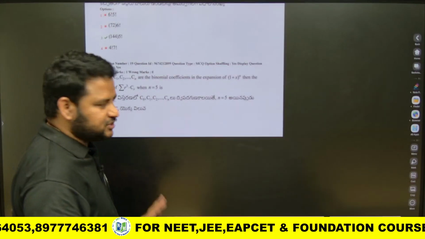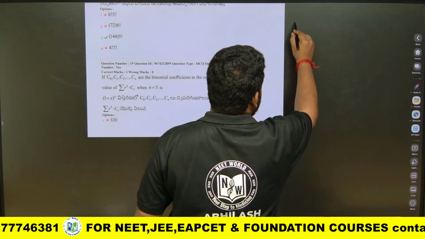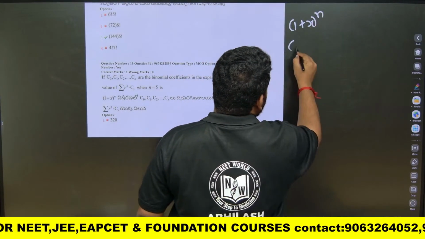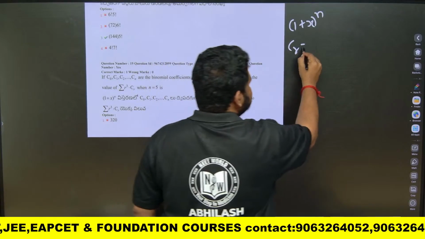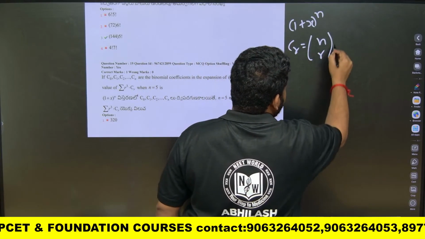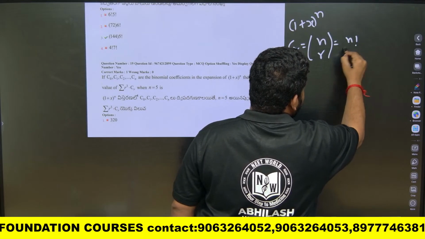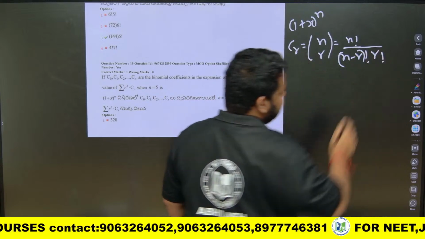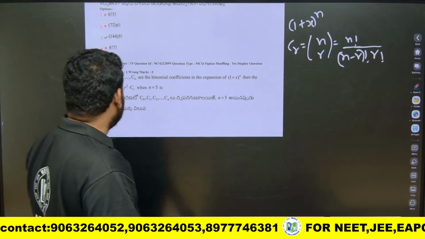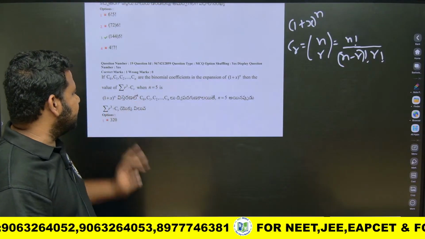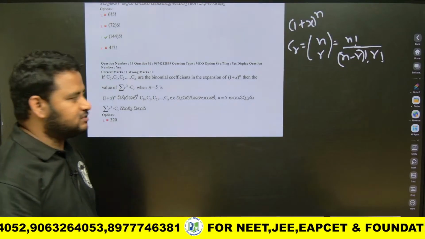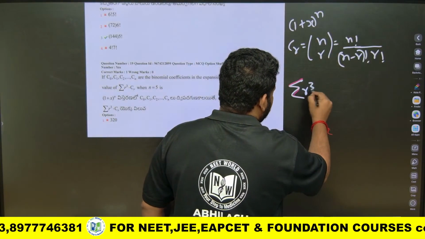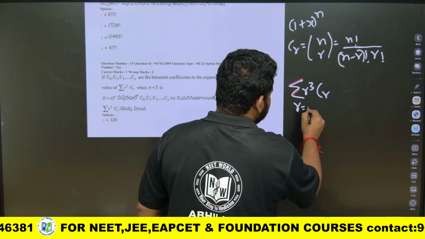First of all, you must understand that in the binomial expansion of (1 + x)^n, Cr represents nCr, that is nothing but n factorial by (n minus r) factorial into r factorial, the combination. But they are asking the summation of r^3 Cr where n is equal to 5. First of all, let us find the summation of r^3 Cr, where r runs from 0 to n.